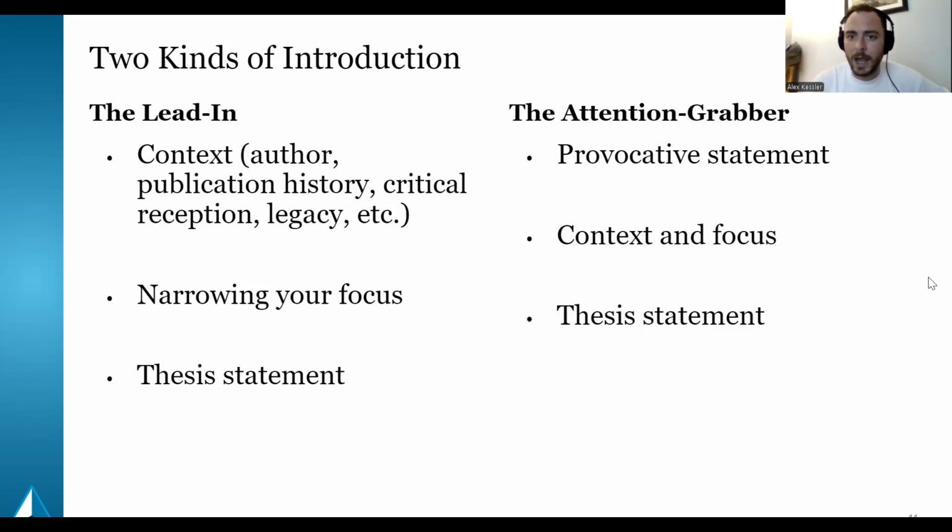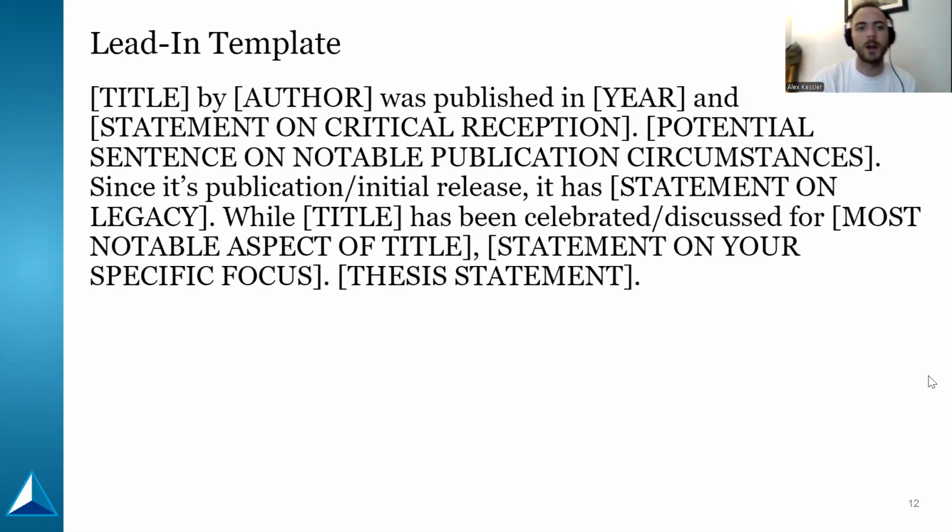Now we could also look at the attention grabber. If you want something that's a little more spicy than this straight up lead-in, giving that context, we would just add a provocative statement at the beginning. And then essentially start to do the same thing where we contextualize and focus the text before delivering our thesis statement. But that provocative statement is up front to immediately get your reader thinking differently or flipping some expectation about the text you're working with on its head. So let's take a look at some templates of how we would accomplish this.